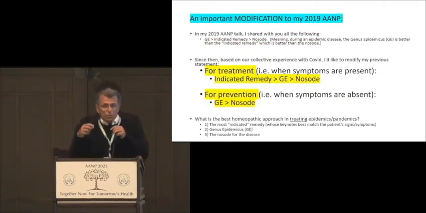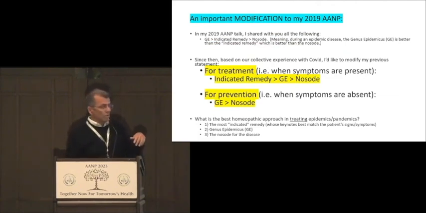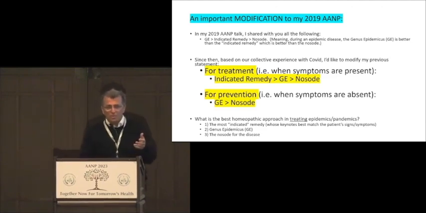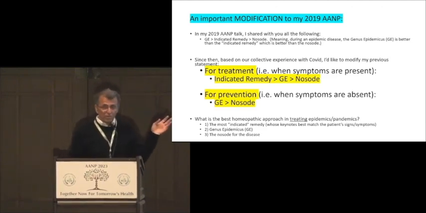First of all, for those of you who have access to my 2019 talk on homeopathic management of epidemics, I wanted to make a slight modification to it, and I highlighted the modification, so you may want to take a note of that. In 2019, prior to the pandemic, based on my research, I came up with a summary of how to handle epidemics and pandemics, treatment-wise and prevention-wise. Since then, thanks to COVID, we have learned some things about how to handle epidemics, so I'm modifying what I said in 2019 slightly. We're going to talk more about that in the future slides.